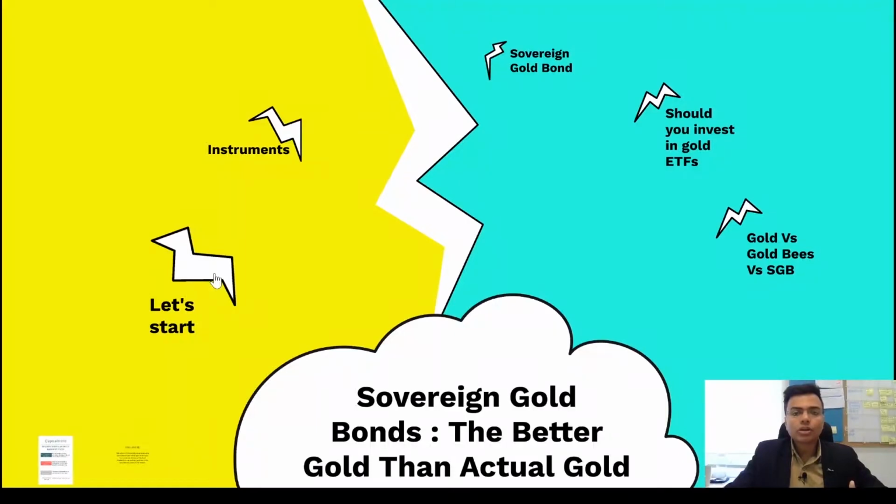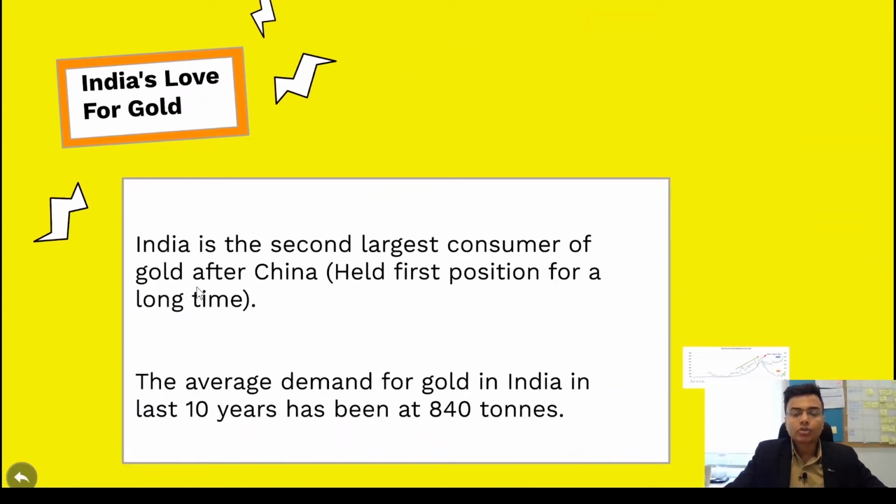So we are talking about the sovereign gold bond scheme. Before we start, I would like to give you some information. India is the second largest consumer of gold in the world. We held the first position for a very long time, but then we were eventually overtaken by China. So currently China is the largest consumer of gold, followed by India.